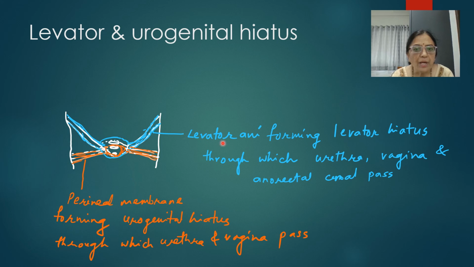Again, the levator muscles form the levator hiatus, through which the urethra, vagina, and anorectal canal pass. This is the levator, and this blue one is the levator hiatus, the longer one. At the lower level we have the perineal membrane, which forms the urogenital hiatus through which only the urethra and vagina pass. This is the red one.